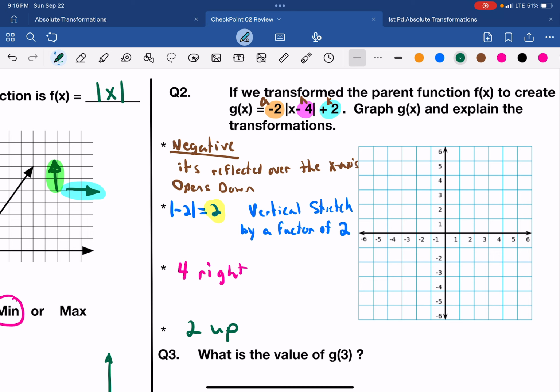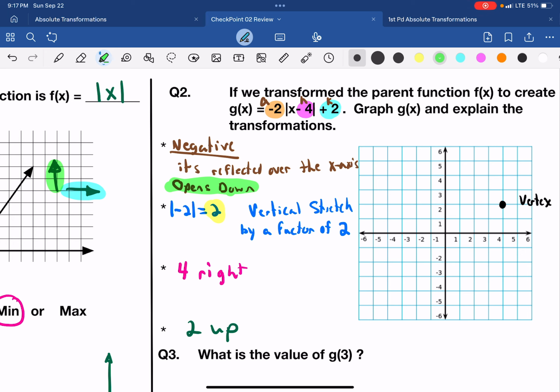So when it comes time to graphing, we're going to start with going right, left, up, or down. We go 4 to the right, and then 2 up. This is now my vertex. Now, we do acknowledge that it opens what? Down, so everybody should kind of have an imagination of how it's going to go down.